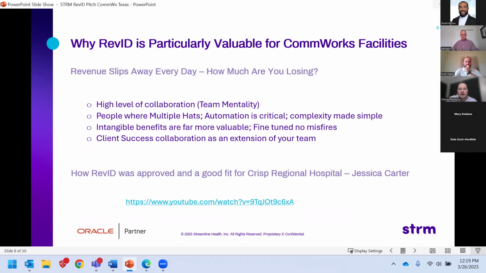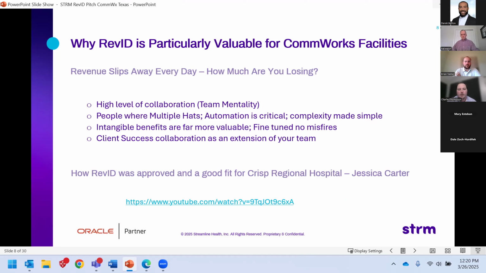On the next slide, we'll walk through some of the values that CommunityWorks facilities are finding with the solution. First of all, there's a high level of collaboration. We've heard from several clients as well as folks in the industry that there seems to be a gap between patient care and administrative work. RevID helps bridge that gap by giving a tool that supports, as Jessica alluded to in her clip, the collaboration of the managers and the revenue cycle department, so they can very easily and quickly correct some of the administrative tasks and get back to the thing that's most important, which is patient care.